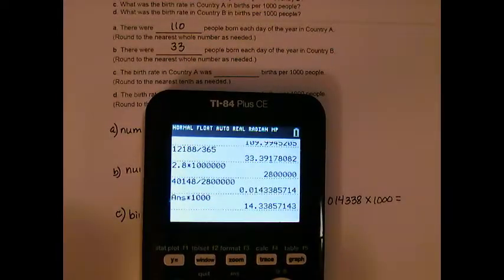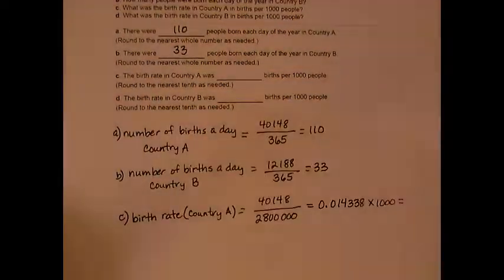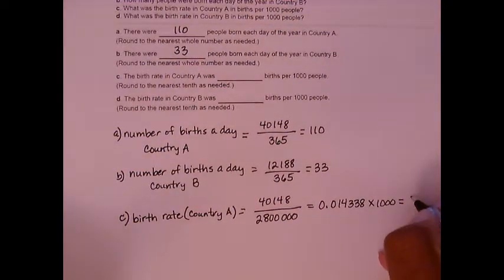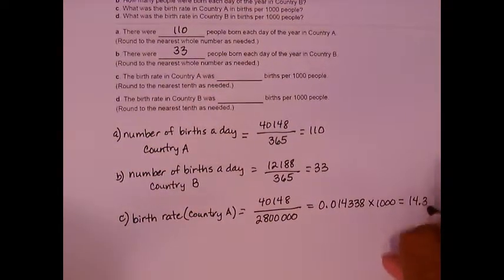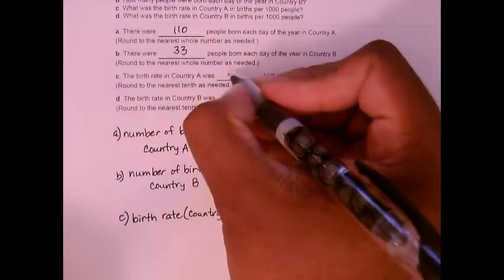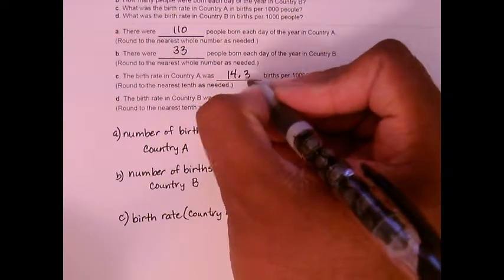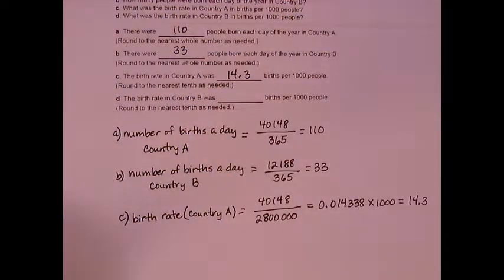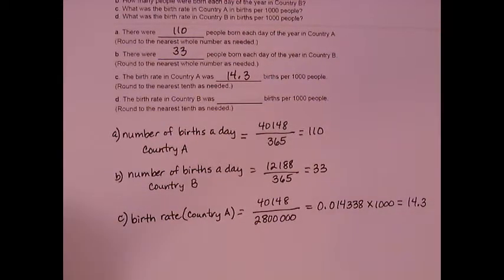And to the nearest tenth, it's going to be 14.3. So in country A, the birth rate is 14.3 births per 1,000 people. Okay, so per 1,000 people, that's why I had to multiply by 1,000.